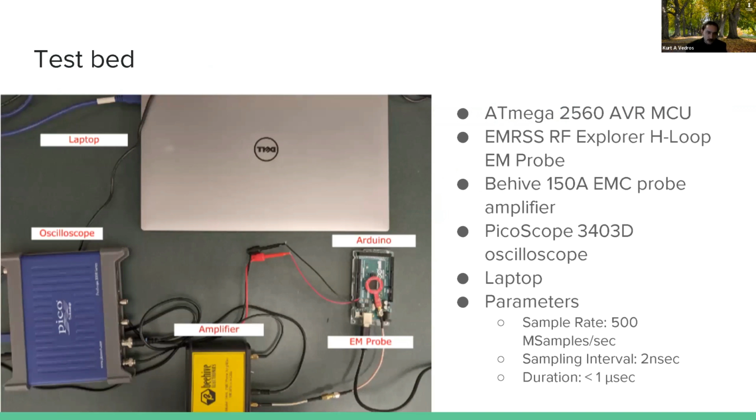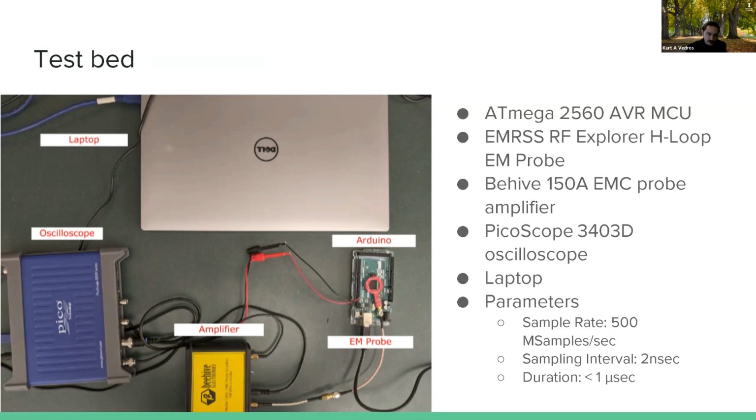To test our approach, we captured signals using the following setup, as portrayed here to the left. Our target platform was an Arduino Mega device equipped with an 8-bit ATmega2560 AVR microcontroller unit. We use this specific unit as it is a popular choice for research and real-time control applications. While the unit is executing the desired program, the electromagnetic signal is captured using an EMRSRF Explorer H loop electromagnetic probe placed on top of the CPU.